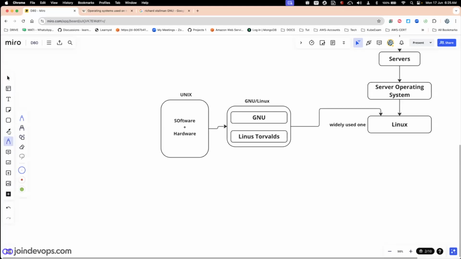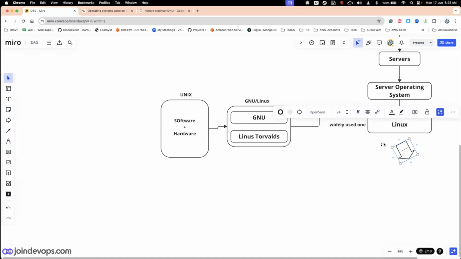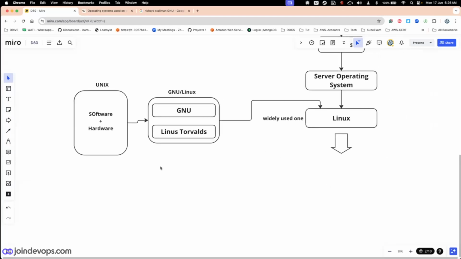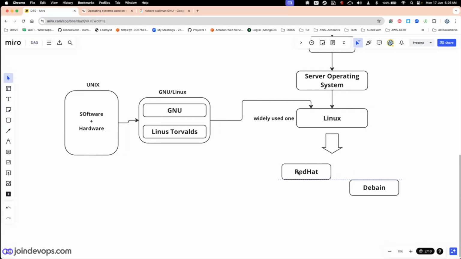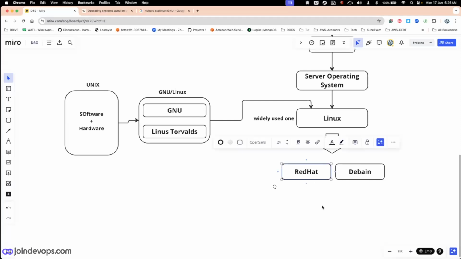From there, companies take this Linux and create an operating system. There are two major companies doing that and even competing: Red Hat, a company which released Linux, and Debian, another community. These two are taking Linux and releasing it to the market, and they are very famous. Maybe you have heard about Ubuntu; that is from Debian. Debian has many families.